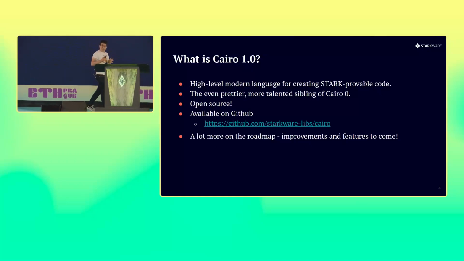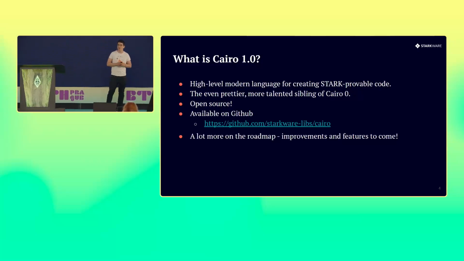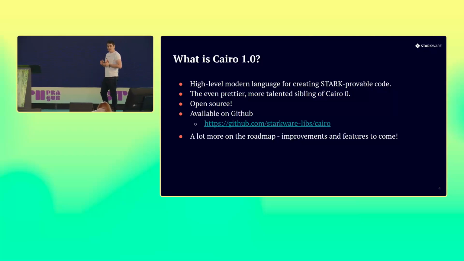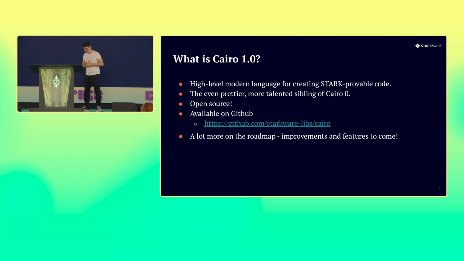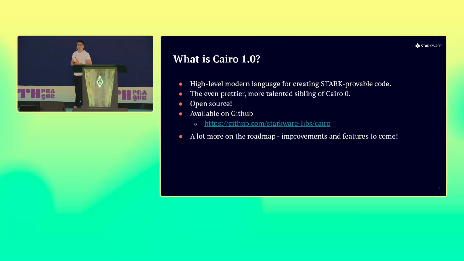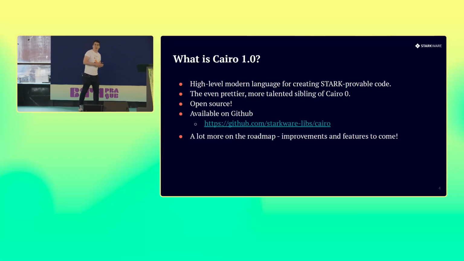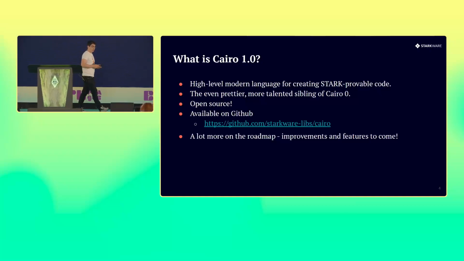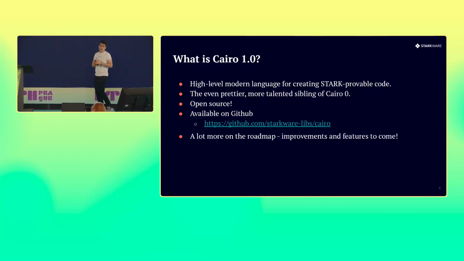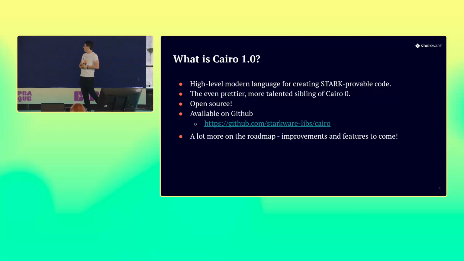It's the sibling of Cairo 0. If you had the pleasure to use Cairo 0, then you know that it was a sketchy, I think is a good word, language. It was not good. So we dropped everything, we started from scratch, and we built Cairo 1. Cairo 1 is our new language to use in Starknet. It's a modern language, it's easy, and that's what I want to show you today. It's also open source, you can check us out, and we are always adding new features and new improvements.